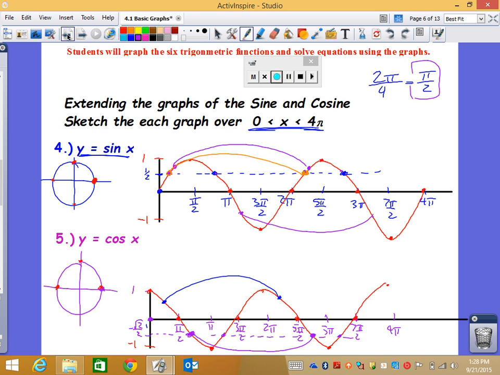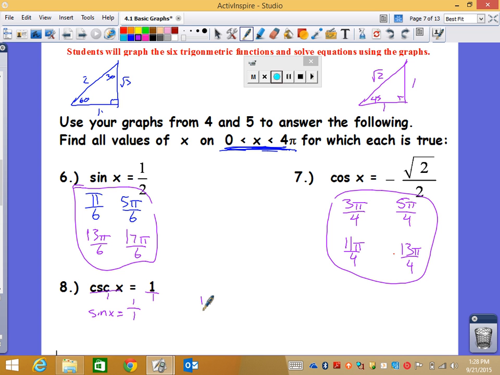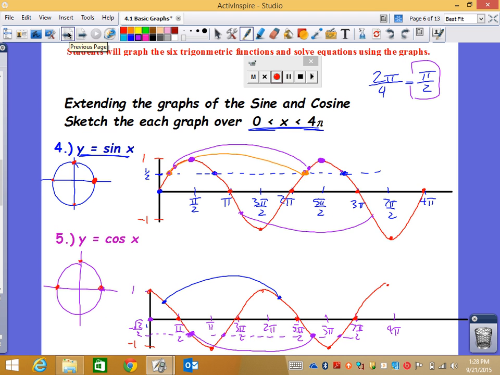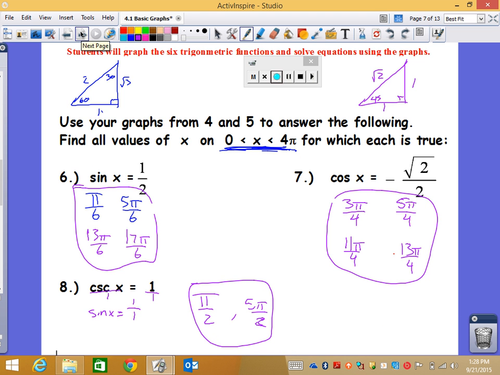Well, if I come back to my sine graph, I notice that sine of x is only 1 at 2 places. And there are 2 key points, pi over 2 and 5 pi over 2. So my 2 answers here are pi over 2 and 5 pi over 2. I knew that there were only 2 answers because of my graph. So this is why graphing them can be very handy for actually solving answers.